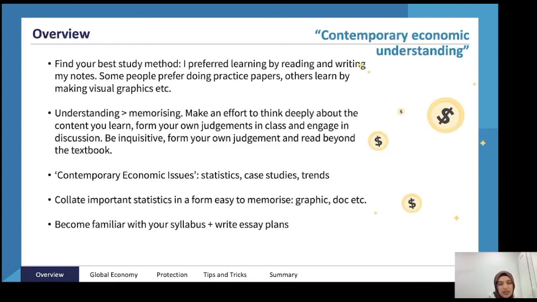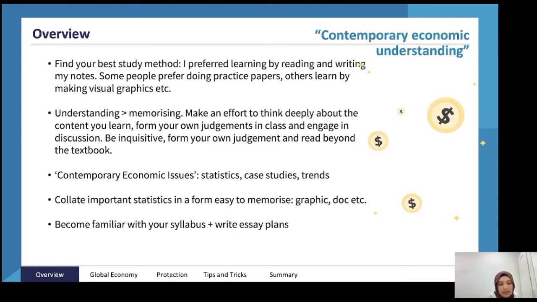In terms of understanding over memorizing, make an effort to think deeply about the content that you learn, form your own judgments in class, and engage in discussion. It's very important to make sure that you understand rather than memorize, because memorizing will only get you so far. Understanding will allow you to form your own judgment, and forming your own judgment will allow you to better answer questions in the economics paper, which really value forming a judgment, having an opinion, talking about that opinion, and being able to display that opinion. Those are important areas to consider. And reading beyond the textbook is quite important to be able to form your own judgments and opinions and to be able to articulate them effectively.